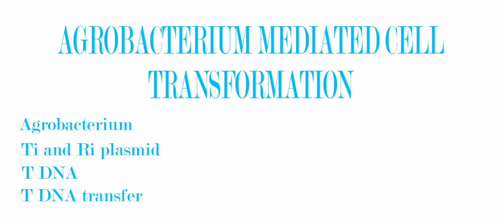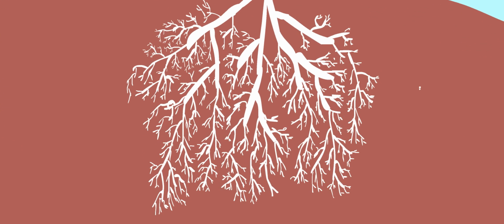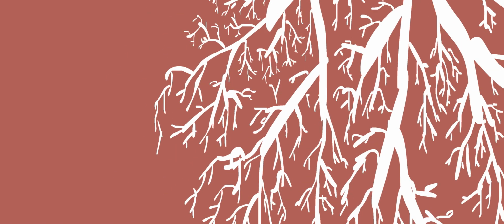Today we are talking about agrobacterium-mediated cell transformation. Agrobacterium are gram-negative rods that belong to the bacterial family Rhizobiaceae, which are often found near soil level at the junction of plant stem and root.